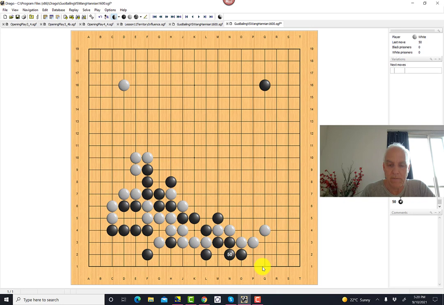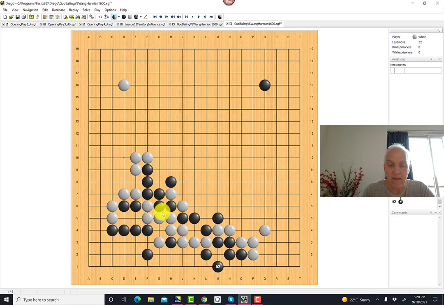And now black makes an eye. You see? And this group now is safe because it actually has two eyes. You might say, where are the two eyes? Well, this is one possible eye. Okay, so if white plays here, however, black can play here and then over here to make another eye here. So either this point or this point is going to be a second eye for black. So this group is safe.